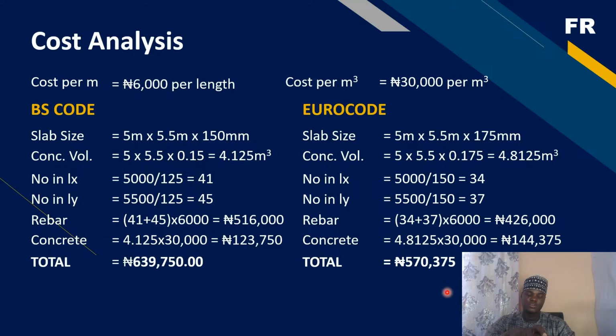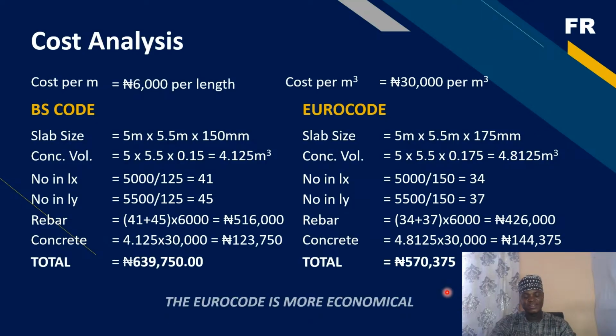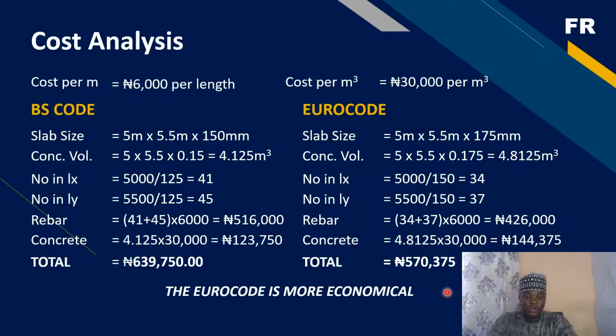Now assume that you have this panel, the layout I showed you, we have about 8 panels. So let's say based on the Eurocode design, you saved 50,000 naira per slab. That will be 400,000 naira saved just because you use Eurocode instead of the BS code. So you can see clearly that the Eurocode seems to be more economical compared to the BS code design.